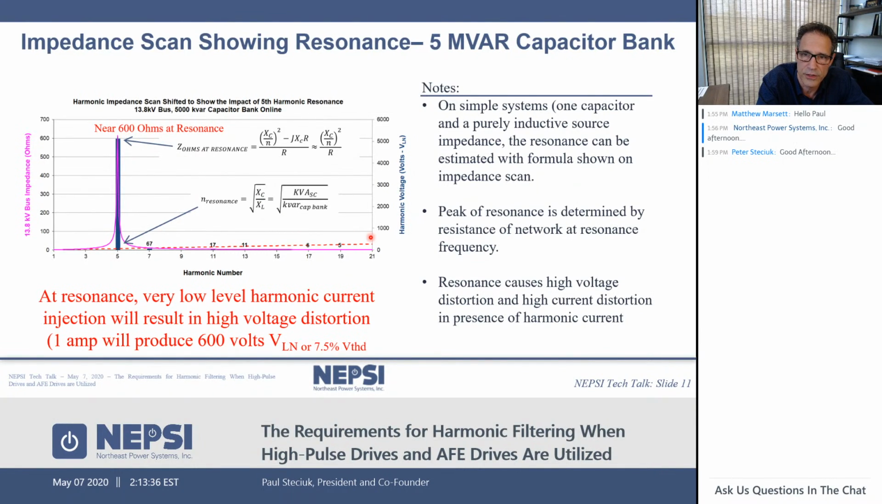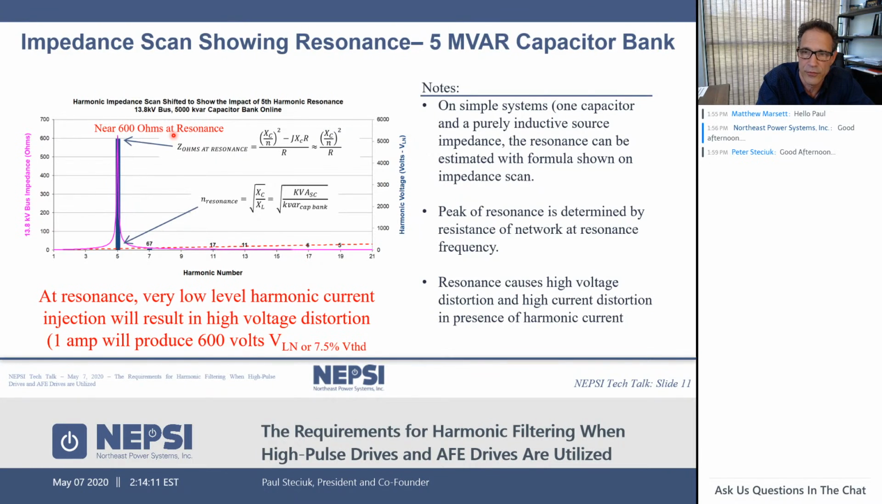So again, when we're looking into the system from the secondary, we're seeing the impedance as developed by this magenta curve. We have the same current injection, right? Current times impedance will give us volts. And you can see here that we have nearly 600 ohms of impedance created by that resonance. 600 ohms of impedance, which means that any value of current, even a very small value of harmonic current present at the 5th, will create a significant amount of voltage.